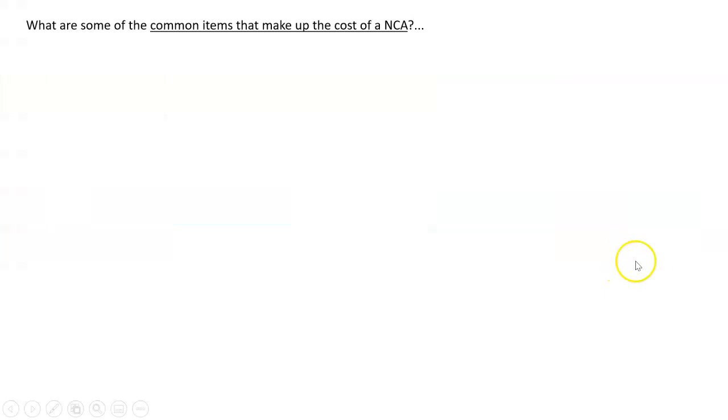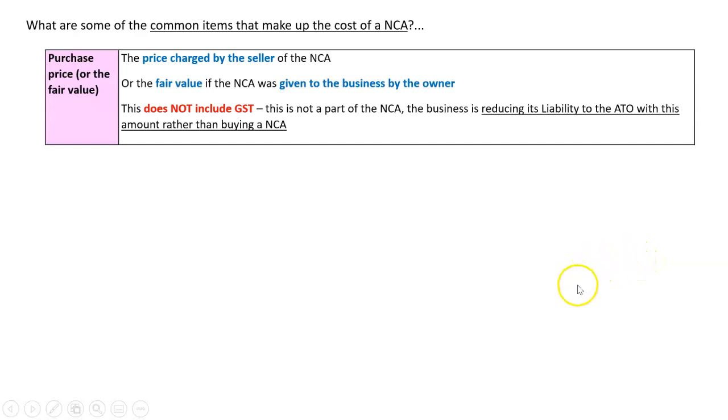So what are some common items that make up that cost? Well, we're going to see different ones, so you can't predict everything, but these are the most common ones. The most obvious one we're always going to have is the purchase price or the fair value, and that is the price charged by the seller of the asset. So that would be the price that Officeworks charged. That was $1,197. However, we're going to need to deal with questions and case studies where maybe the owner gave the non-current asset to the business, and if that is the case, we will just use the fair value here instead of the price that was charged by the seller.